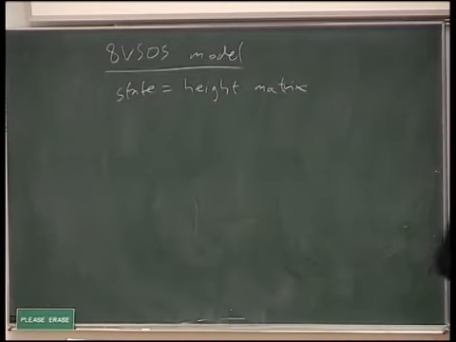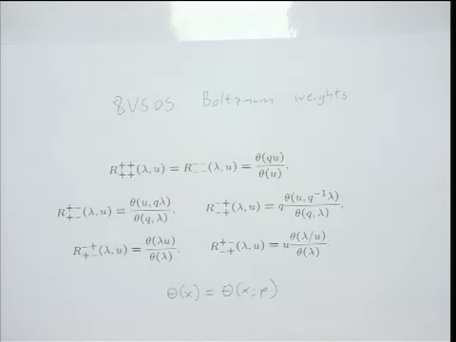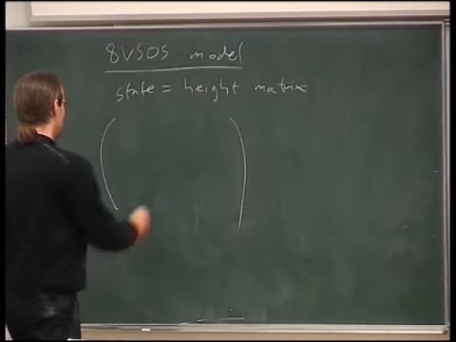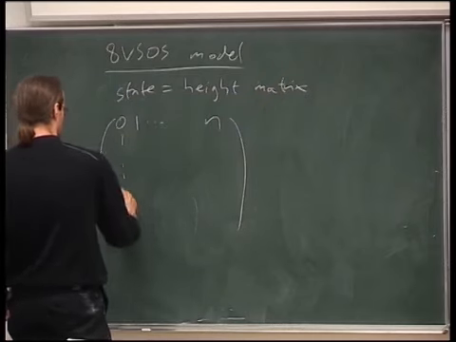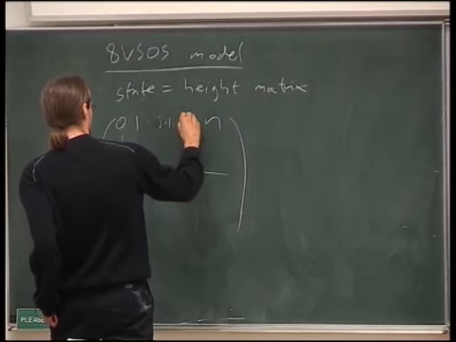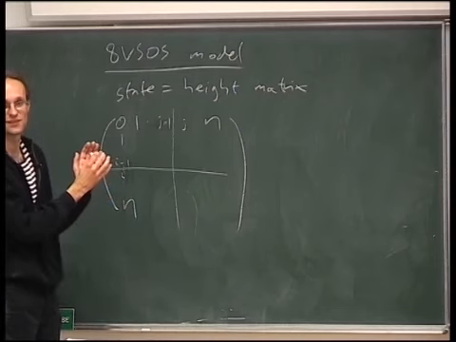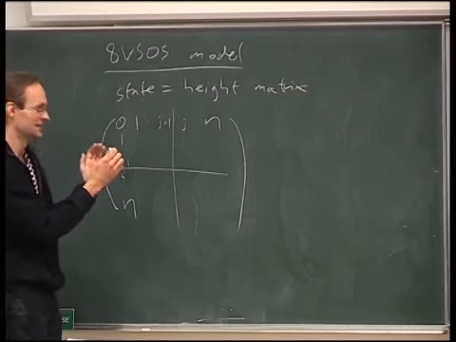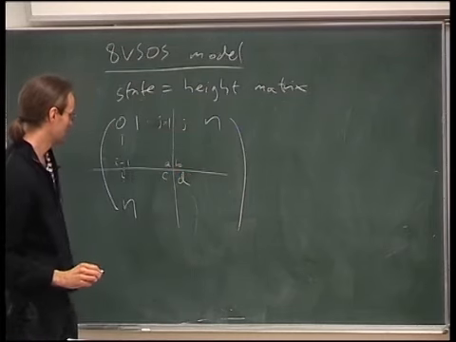Okay, maybe I can just flash for you the Boltzmann way to this model and try to explain how this thing works. So the states of this model will be the height matrix. It will look something like this. And the weight of this model will be described by Boltzmann weights. And the Boltzmann weights are attached to these blocks of adjacent matrix entries.